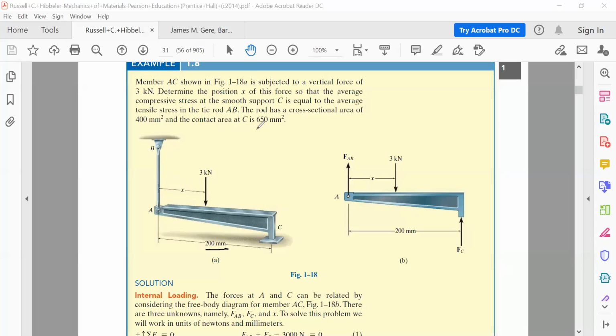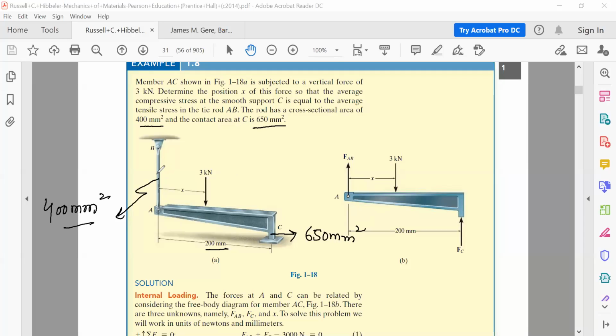The rod has a cross-sectional area of 400 mm square, and the contact area at C is 600 mm square. That is, the area of cross section here is 600 mm square, and the area of this rod is given as 400 mm square. Now we are applying a 3 kilonewton load here. The question asks, how much is the average stress developed in the rod AB?